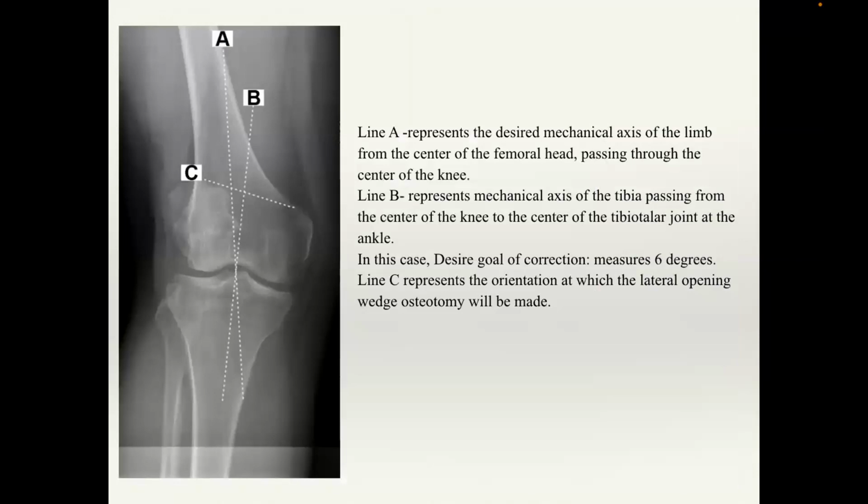Now coming to this, line A represents the mechanical axis of the limb, drawn from the center of the femoral head passing to the center of the knee. Line B is the mechanical axis of the tibia, passing from the center of the knee to the center of the tibia, that is the ankle joint. C depicts the desired correction angle, which is around 6 degrees, and the line is drawn in orientation with the lateral opening wedge osteotomy.